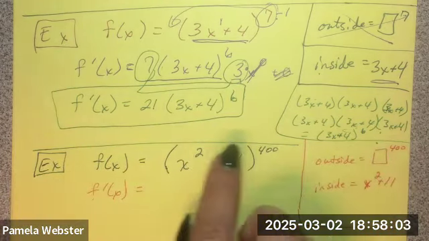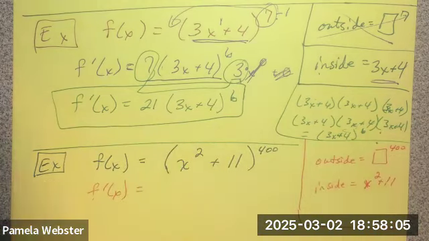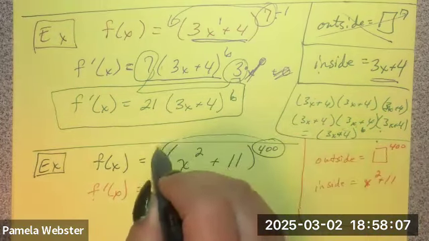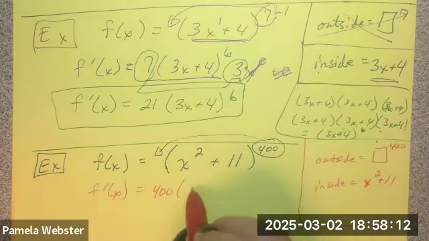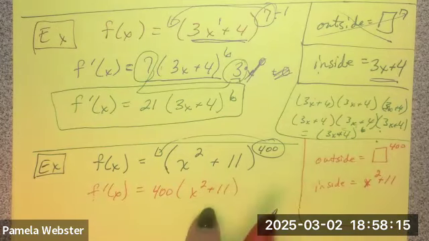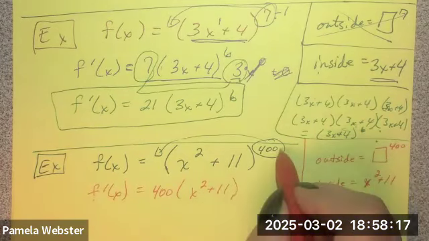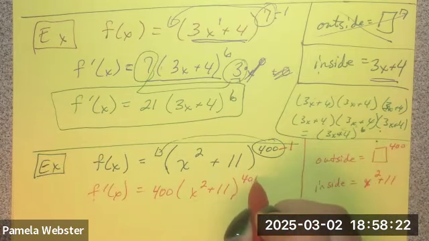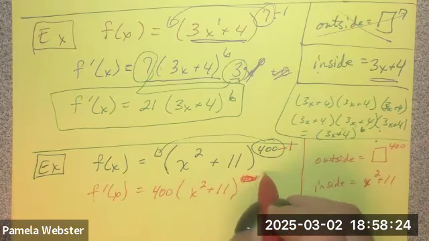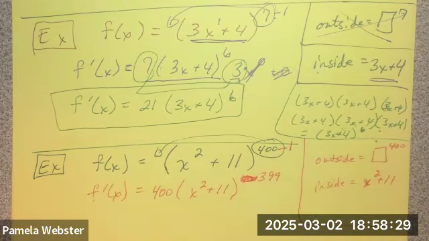Let's deal with the derivative of the outside. So take this 400, we're going to multiply it out in front. 400 times the stuff in the parentheses. We don't care what it is, just write it down. And then what happens to the exponent? Subtract 1. So 400 minus 1 is 399. It would help if I could do basic arithmetic. So 399, that's the derivative of the outside function.